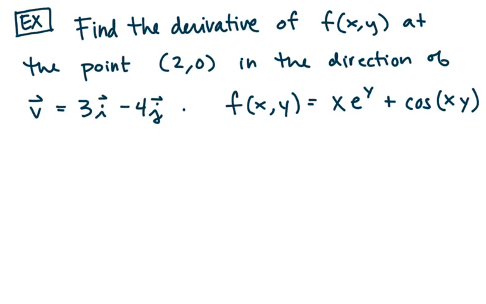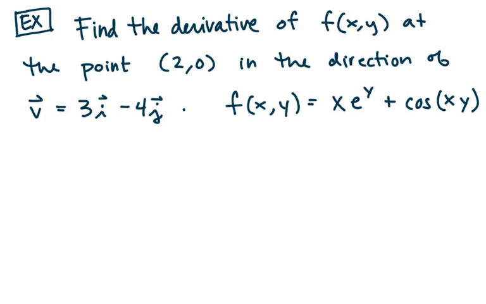For this example, we're going to find the derivative of the function at a given point, p naught, in the direction of this v vector. My multivariable function, f of x y, is x times e to the y plus cosine of x times y. So we need a couple of things. We need to know our unit vector, so we're going to have to find the magnitude of v and divide by the magnitude. And then for the gradient, we need the partials of f evaluated at the point with respect to x and also with respect to y. And once we have those, we can do our calculations.